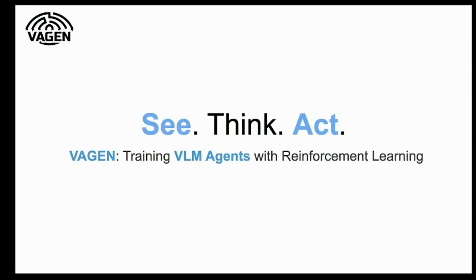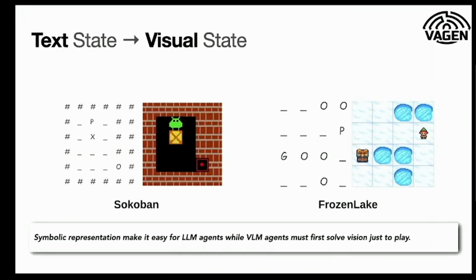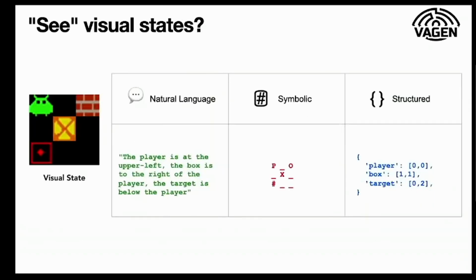The next thing is whether we can make the model see. The model will need to handle multimodal states rather than text states.